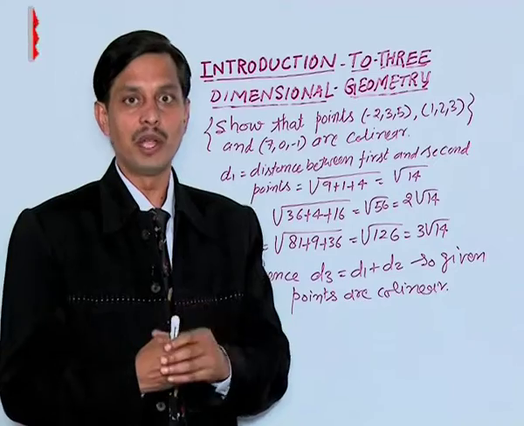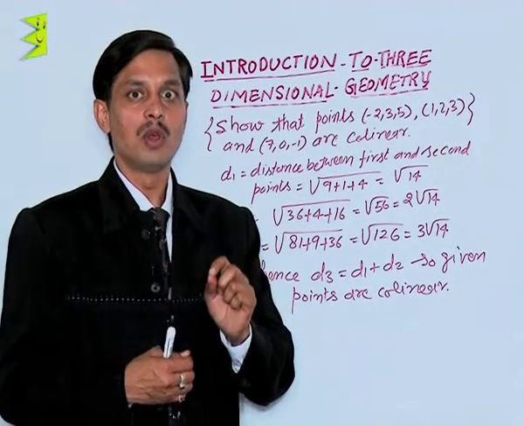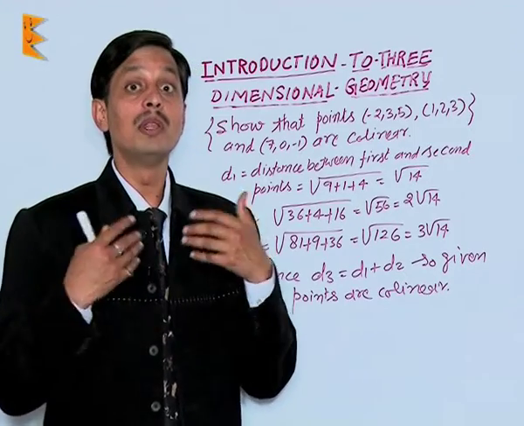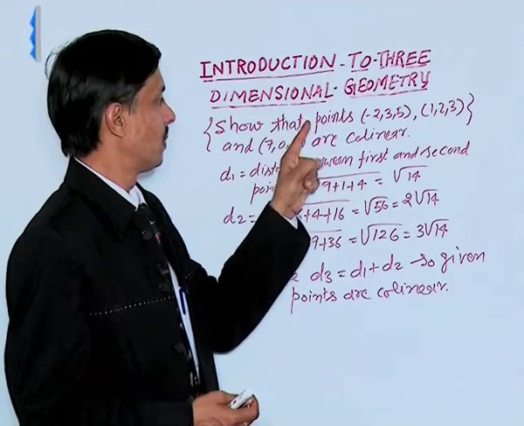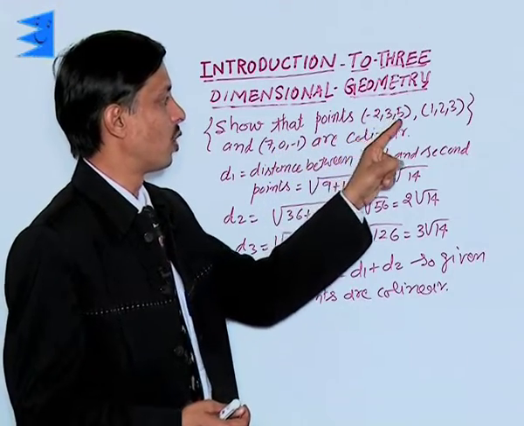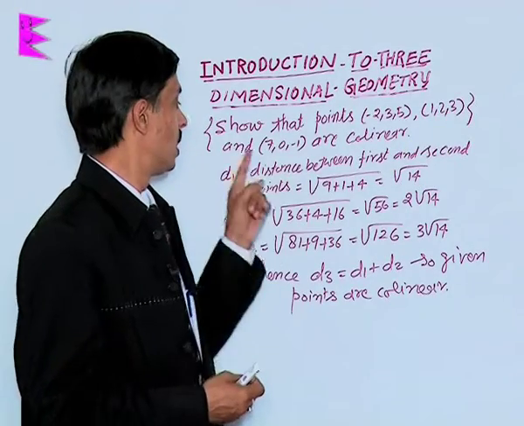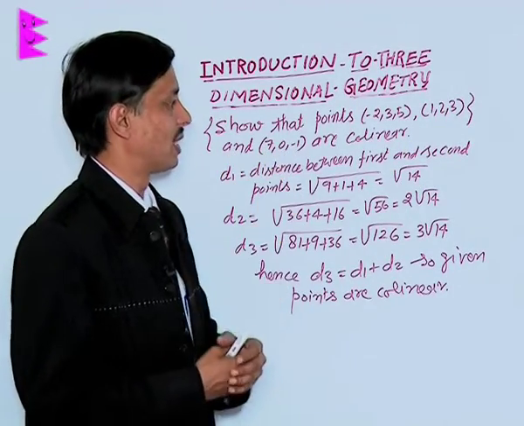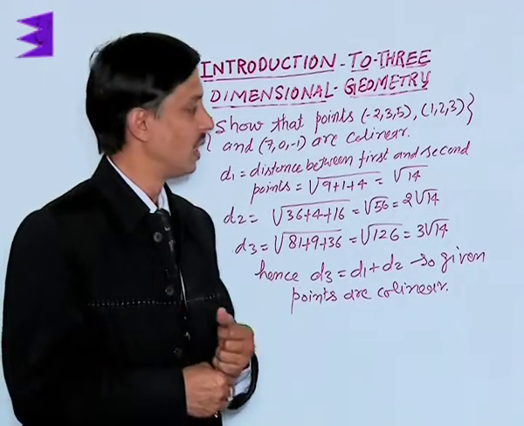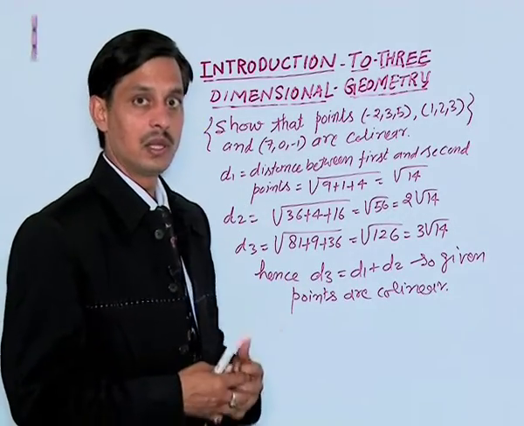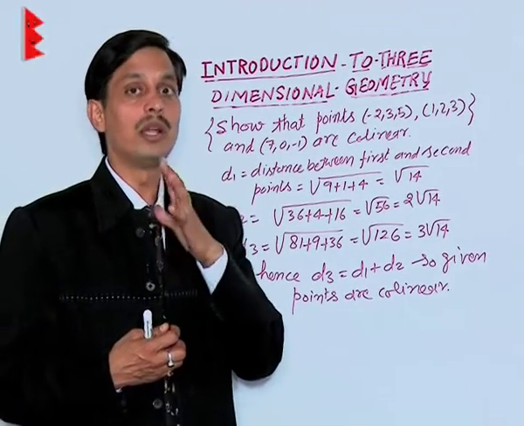So in continuity of it, I am taking an example where we will use the distance formula for proving whether the given 3 points are collinear or not. Here the problem is: show that the points (-2, 3, 5), second point (1, 2, 3), third point (7, 0, -1) are collinear. This is our job to do with the help of the distance formula. In order to do this work, we will apply the distance formula 3 times.